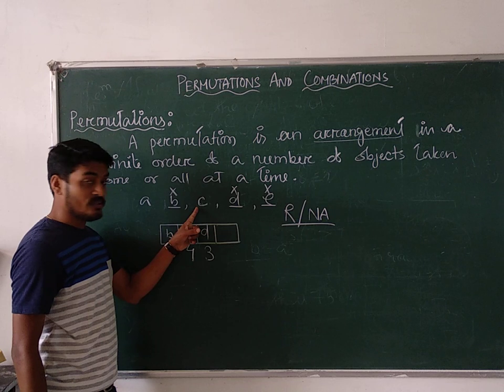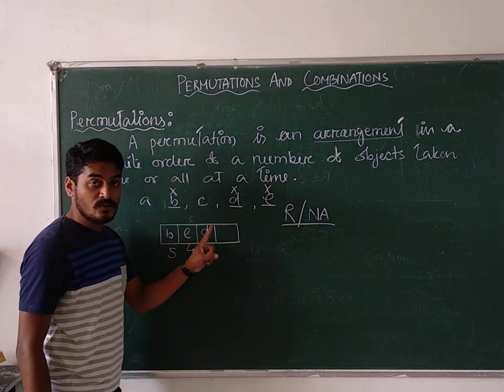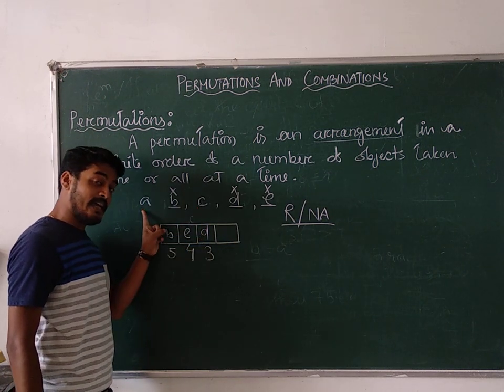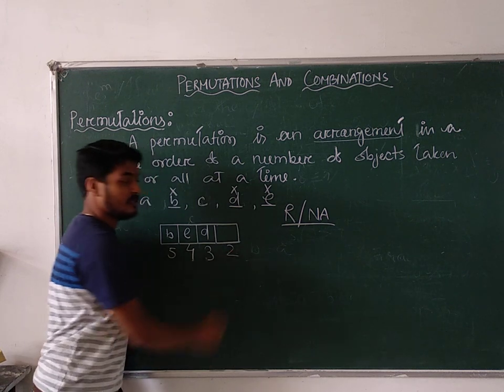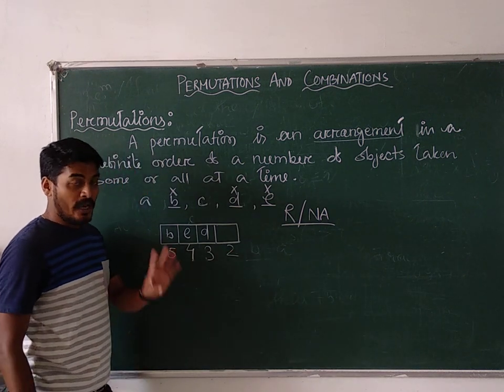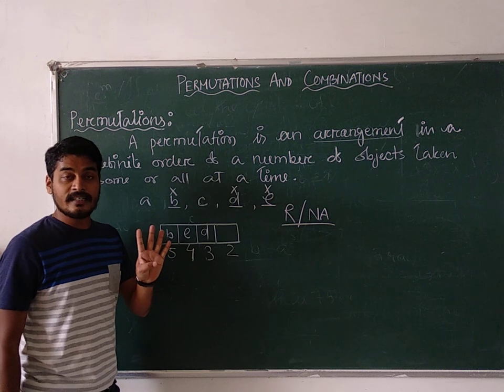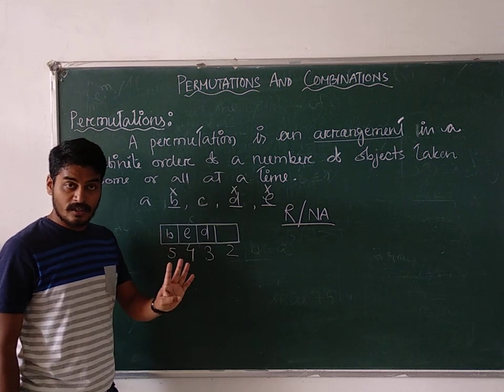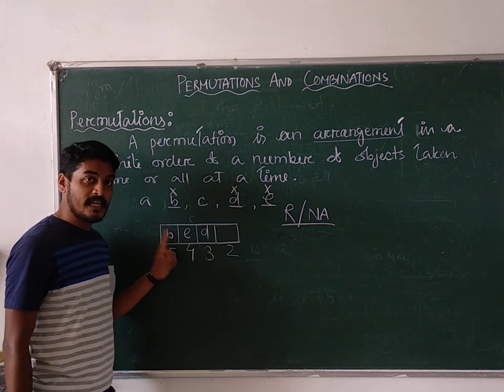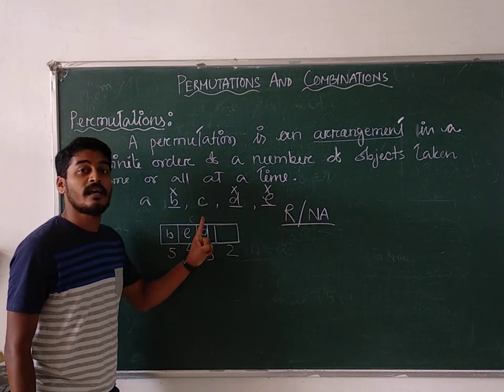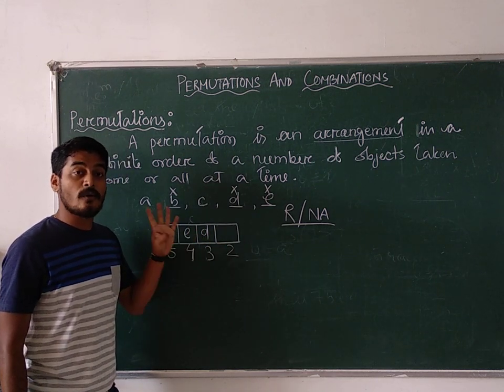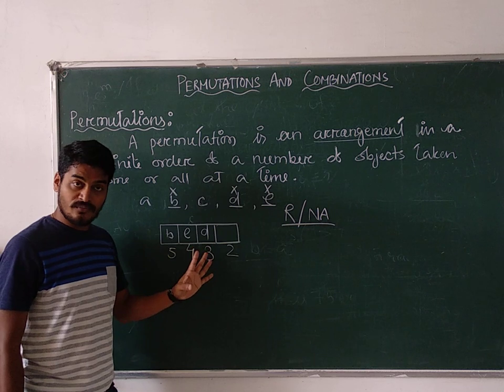How many letters are left with us? 2. To fill up the remaining place, you can opt either A or C, 2 different possibilities. So to have a 4 letters word, you have to fill up the first place and second place and third place and fourth place. That means it is compulsory for us to fill up all the 4 places.